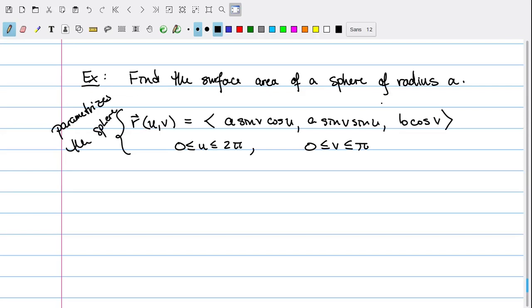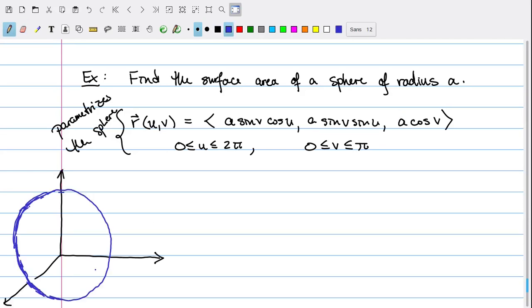Let me get rid of that b there. It's supposed to be an a again. There we go. So my sphere here looks like this, and it intersects with the x, y, and z axes at a each time.